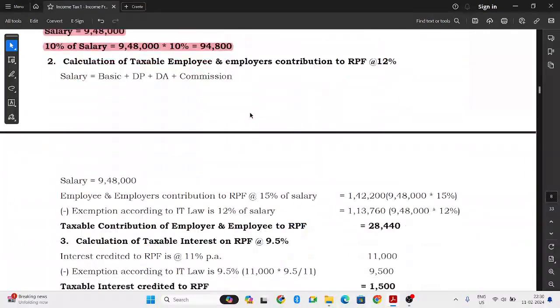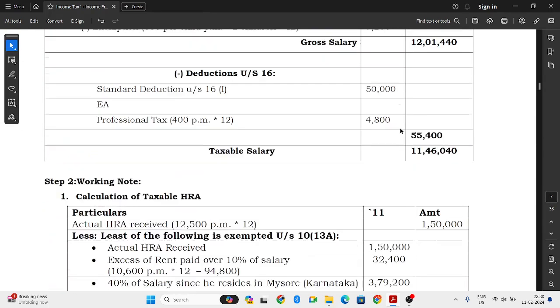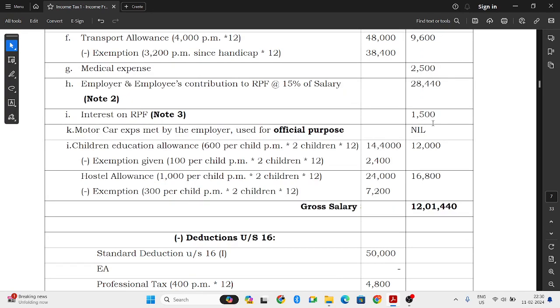Next, what they have told: interest credited to RPF is 11,000 at 11% per annum. So he has got the interest also on that. So it is 11,000. But according to IT law, till 9.5% the exemption will be given. So 11,000 into 9.5 divided by 11%, if you do, you get 9,500. So out of 11,000, 9,500 is exempted. The remaining 1,500 is taxable. So that is the taxable interest credited to RPF. So that 1,500, I will write it over here.